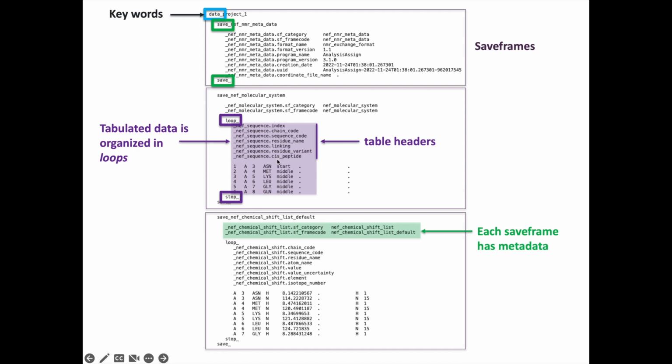The table headers are shown to start with, and then we have the actual tabular data. And here you can see each save frame has a couple of pieces of metadata which always go along with it at the top, and then what comes below may vary. It could be more of these keywords, or it could be a loop.